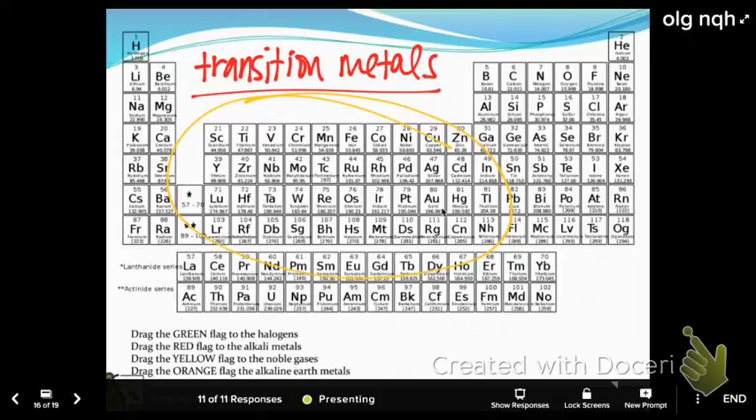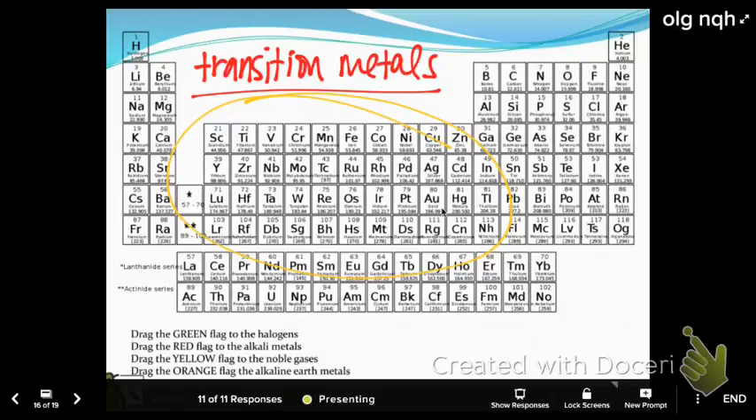What do you notice about some of them? Turn it over to your ion side. What do you notice about a lot of the transition metals? They can have 2 different charges. So that means they're really stable. Transition metals in general are pretty unreactive, so they're very stable.